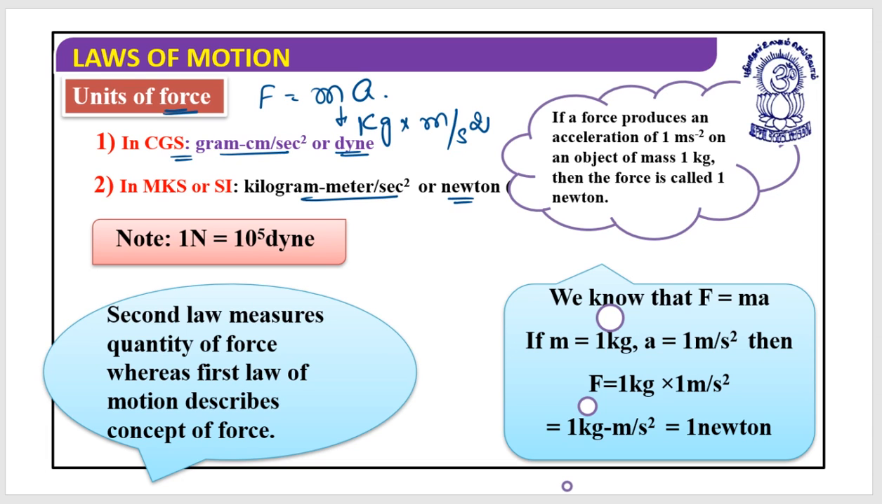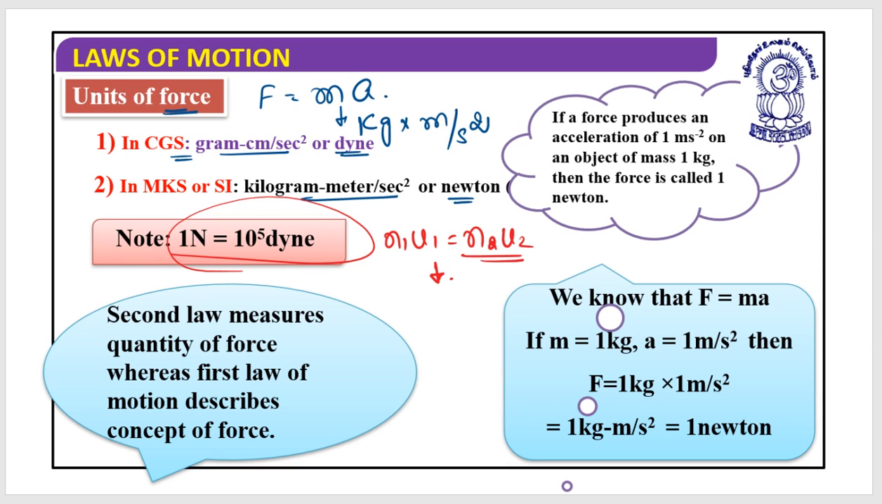We have a very good relation, that 1 Newton is equal to 10 to the power 5 dyne. Please remember this: 1 Newton is equal to 10 to the power 5 dyne. You can verify this using the relation n1 u1 equals n2 u2. Yes, please try it by yourself.